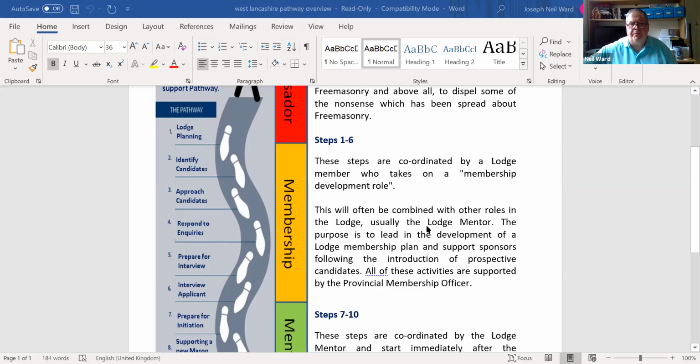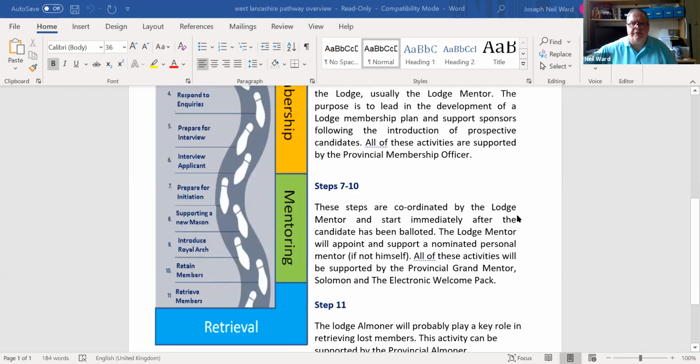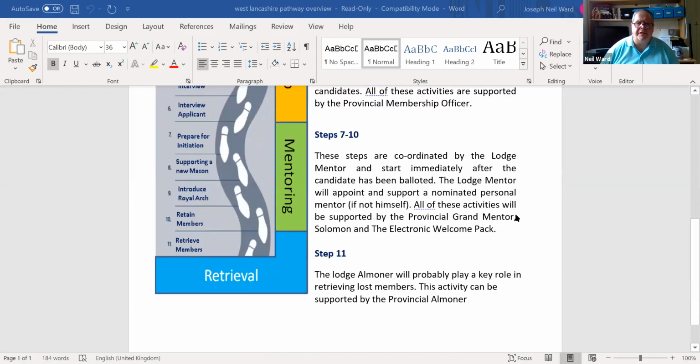So that was something we learned a very good lesson about. Steps 7 to 10 are with the mentoring scheme. Step 7 is preparing for the initiation. We've done the interview. Now between the interview and the initiation, the mentor steps in and starts taking over, and sees him through his 3 degrees, then introduces him to the Royal Arch, and then helps retain his membership.